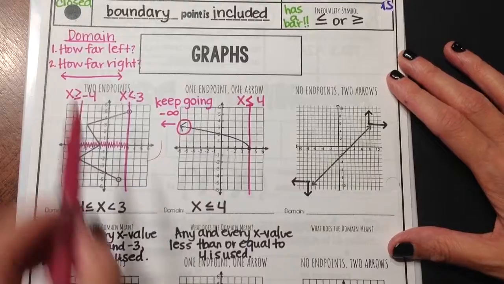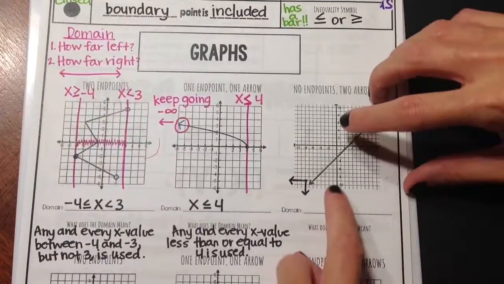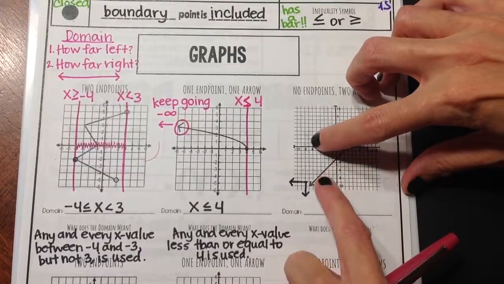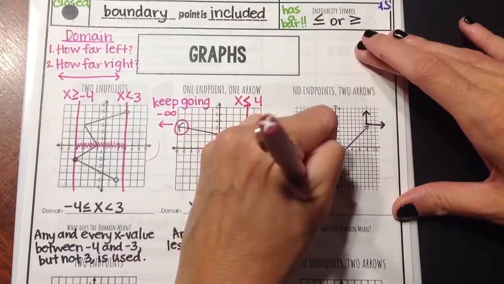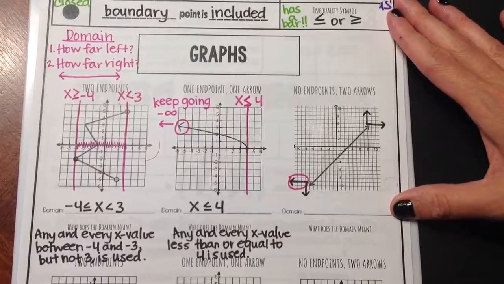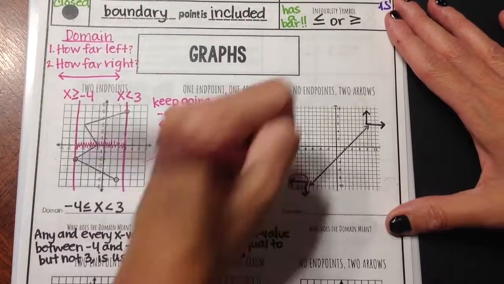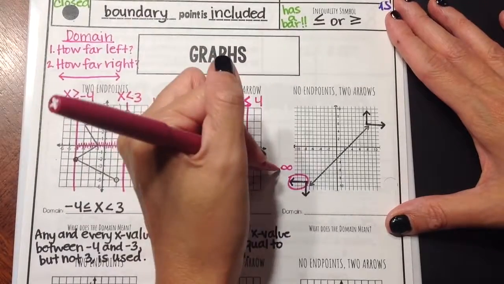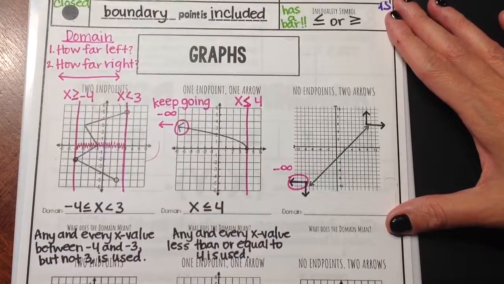So now we're going to start answering the questions. How far to the left? So if I go to the left on my graph and on the x-axis, I run into an arrow. And that arrow is telling me I'm going left forever. I'm not going to stop, so I'm going to approach negative infinity. And I cannot draw a boundary because I do not know the exact value of negative infinity.